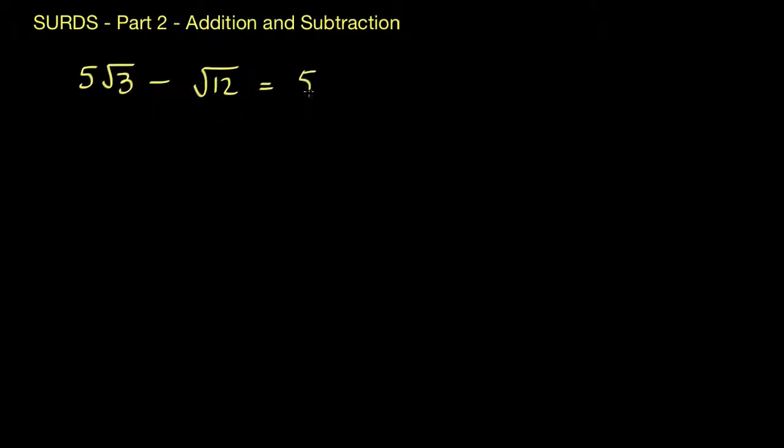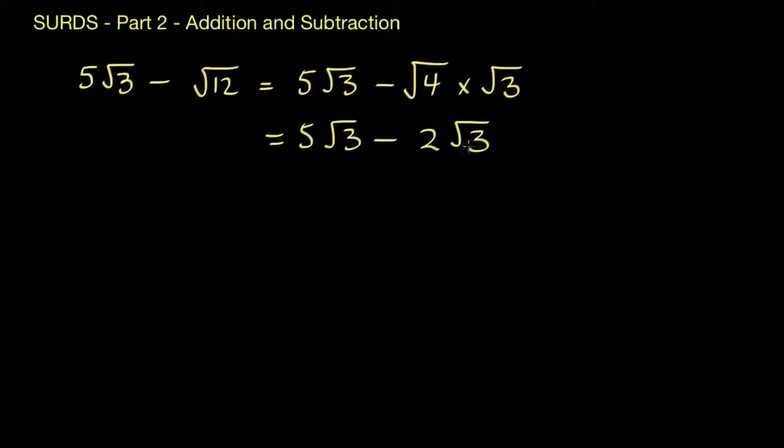So we'll rewrite it as 5 root 3 take away. Now, instead of writing root 12, I'll just split it up into those factors. We've got 4 times 3, or root 4 times root 3. Now looking at this, we know that that's going to become 2, so we'll rewrite it as 5 root 3 take away 2 root 3. Exactly the same thing. Root 4 times root 3 is the same as 2 times root 3. So once again, we'll just simplify this now by saying 5 root 3 take away 2 root 3, and that's going to give you 3 root 3.